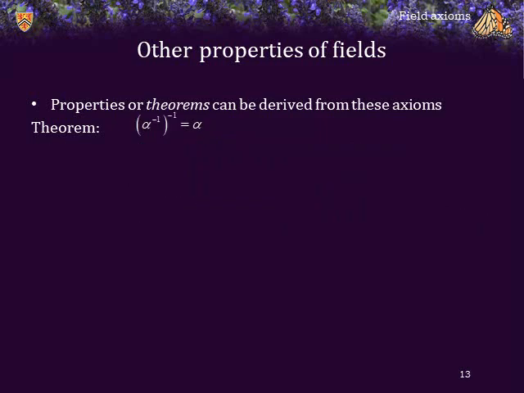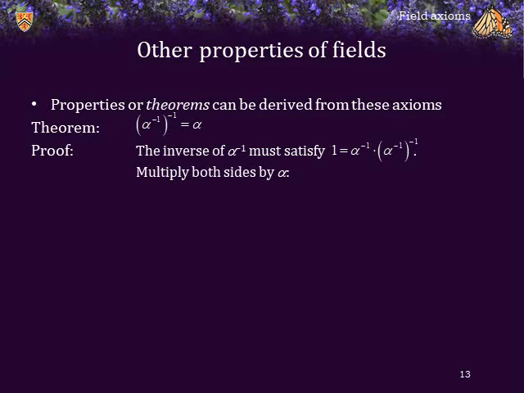Here's another theorem. The multiplicative inverse of the multiplicative inverse of a number must be that number. How do we show that? Well, the multiplicative inverse of the reciprocal of alpha must satisfy the property that the reciprocal of alpha times that multiplicative inverse must equal 1.